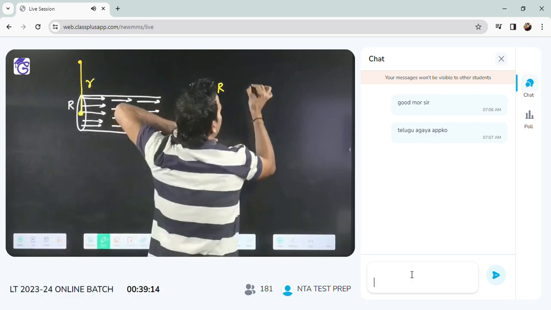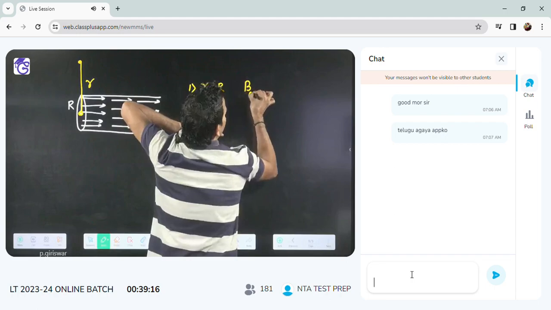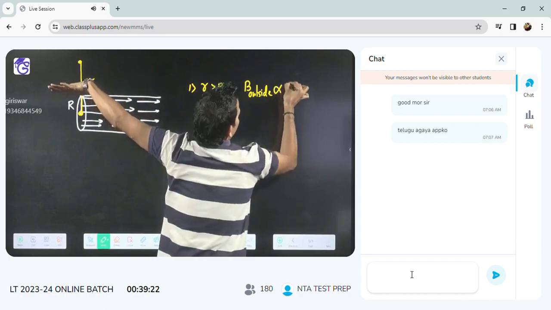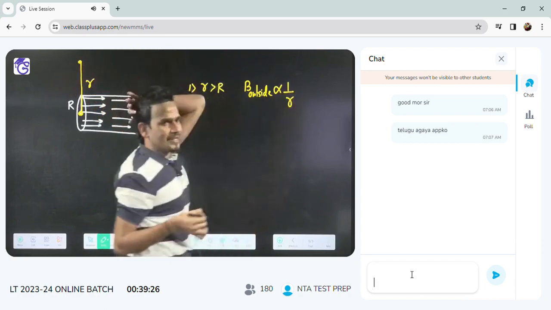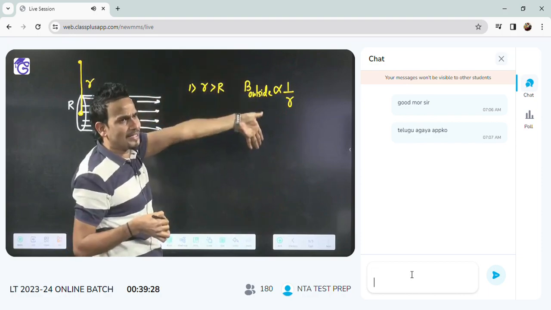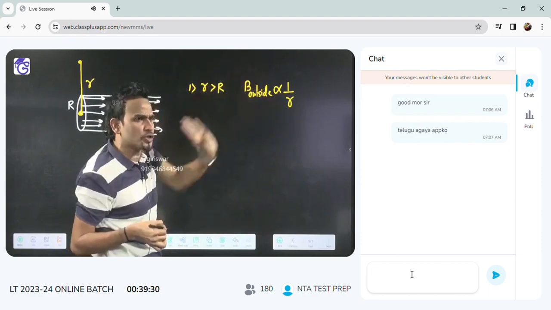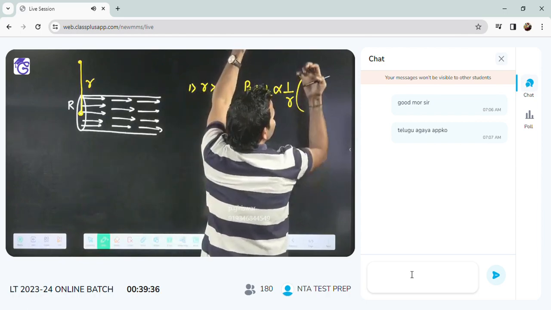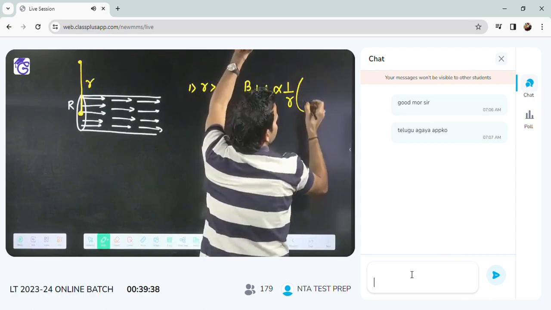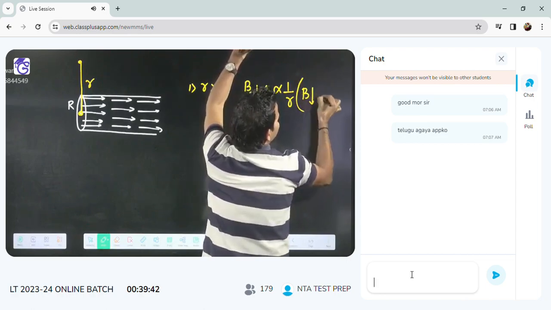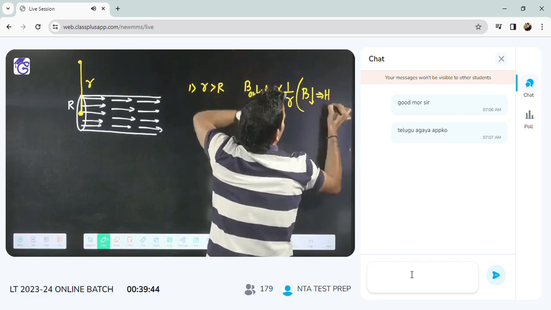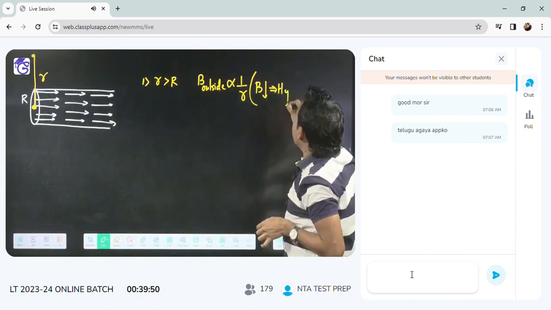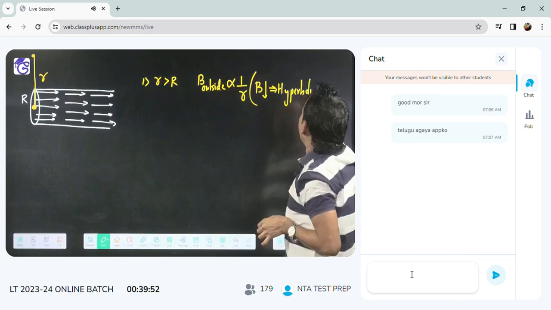So always remember, outside, the magnetic field due to a long cylindrical wire will come inversely proportional to distance. Inversely proportional means as the distance increases, the magnetic field will decrease. It means the magnetic field outside decreases hyperbolically.